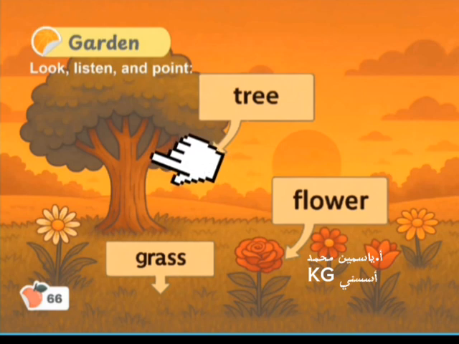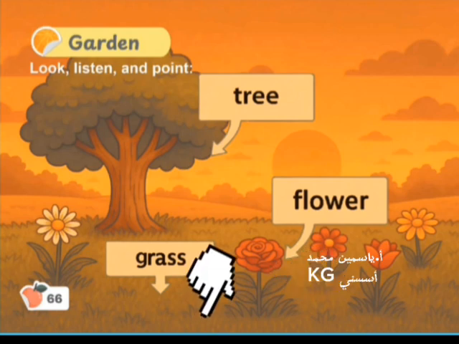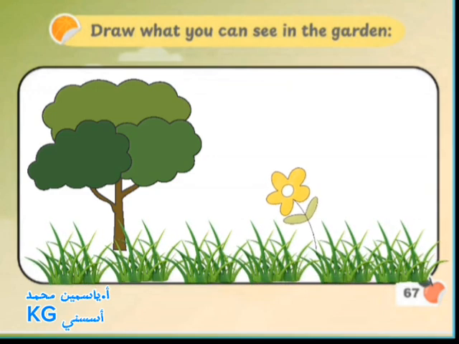Page 66. Garden. Look, listen and point. Tree. Flower. Grass. Page 67. Draw what you can see in the garden. I can see the tree. I can see the flower. I can see the grass.